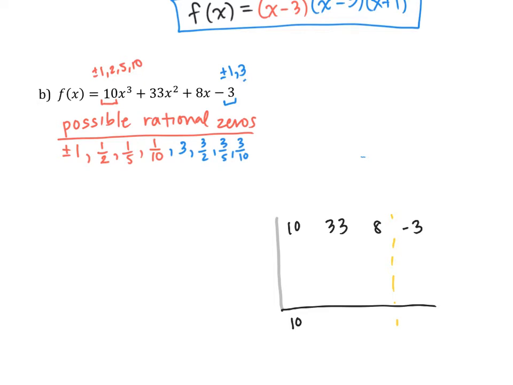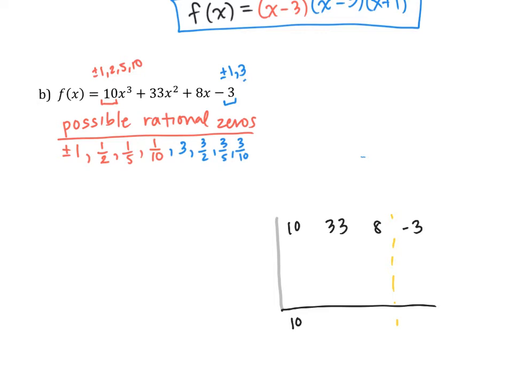Okay, 1/2 of 10 is 5. 33 plus 5 is 38. 1/2 of 38 is 19. 8 plus 19 is 27. 1/2 of 27, this is not going well. I can already tell it's not going to work. So 1/2 didn't work. And if you start getting crazy fractions, it's not your winner.